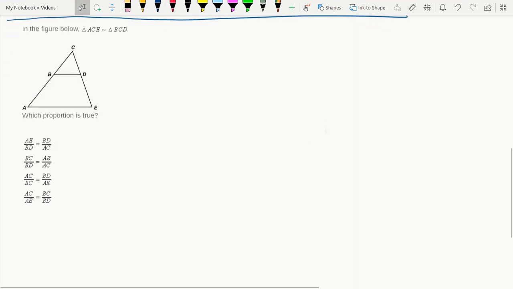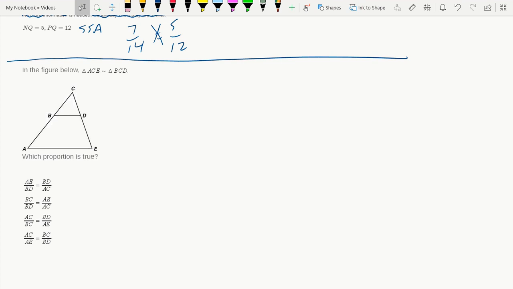Okay, last one here. It says that ACE is similar to BCD. So what I'm going to do is highlight my sides like that. And just in case they want to throw the whole side at us, we can highlight like that. Okay, so AE.